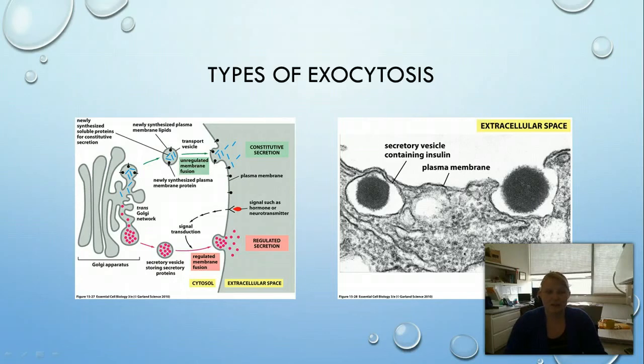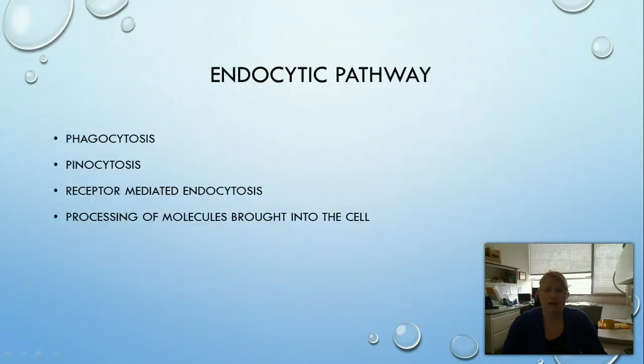And it just depends on what the content is of the cell, or of the vesicle, and what its purpose is as to which one of these pathways it is going to undergo. So now let's talk about the endocytic pathway. We have three main types: phagocytosis, pinocytosis, and receptor-mediated endocytosis.